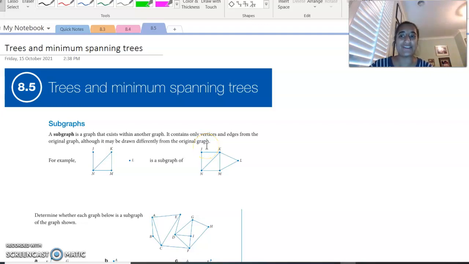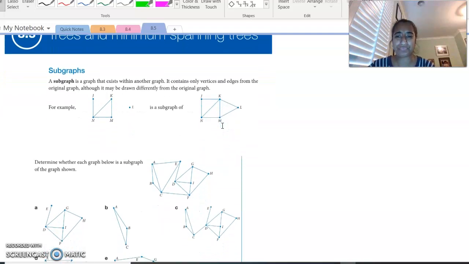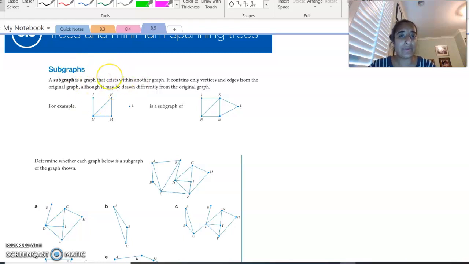Today we are looking at trees and minimum spanning trees. So basically this is still involving our networks and looking at the graphs. A subgraph is what we're going to start with. A subgraph is basically a graph that exists within another graph. It contains vertices and edges from the original graph, but it might be drawn a little bit differently.